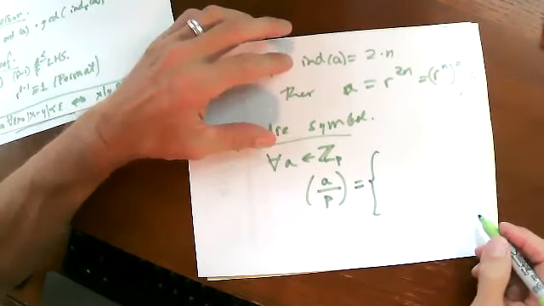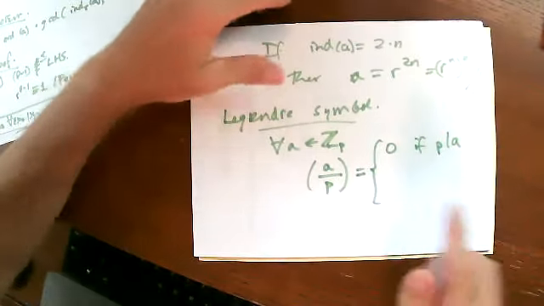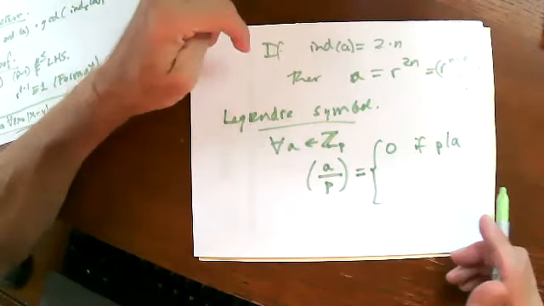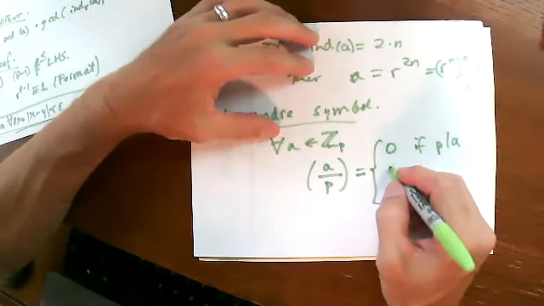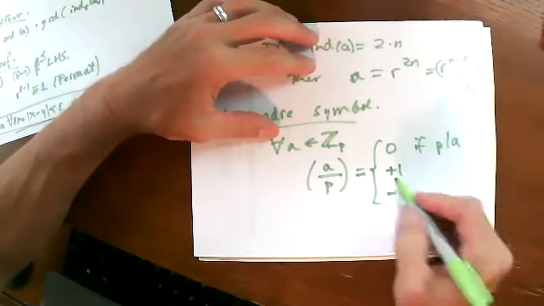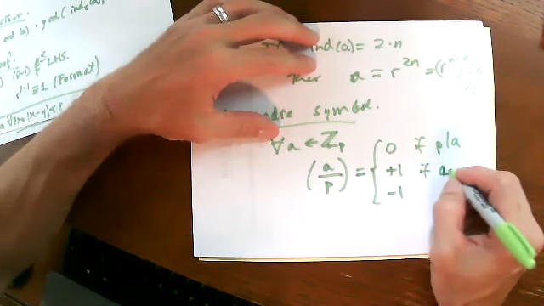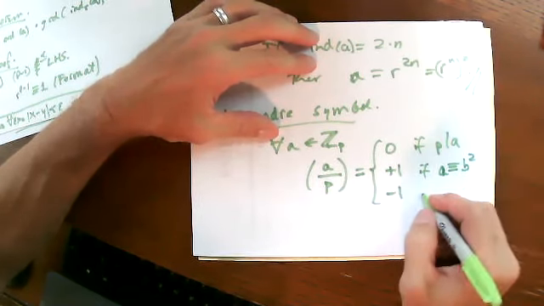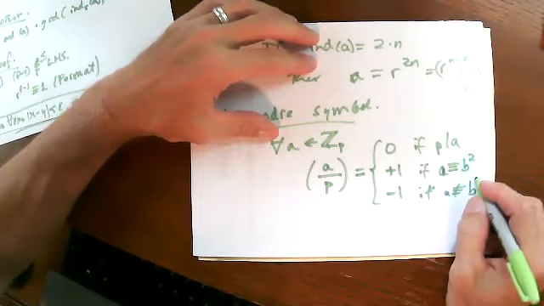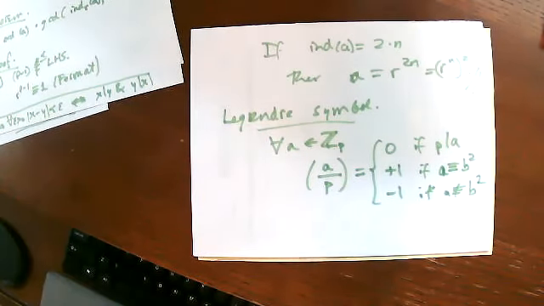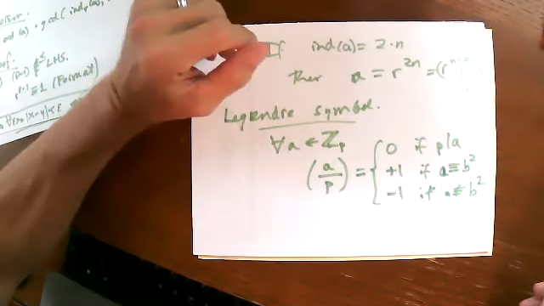It means one of three different things. First of all, it just means 0 if p divides a. But for numbers that are not divisible by p, those would be the invertible congruence classes modulo p, this is going to be either a +1 or a -1. We write it as +1 if a is a quadratic residue, and it's -1 if a is not a quadratic residue. It's actually called a quadratic non-residue. So unless it's 0, it's just a +1 or -1.